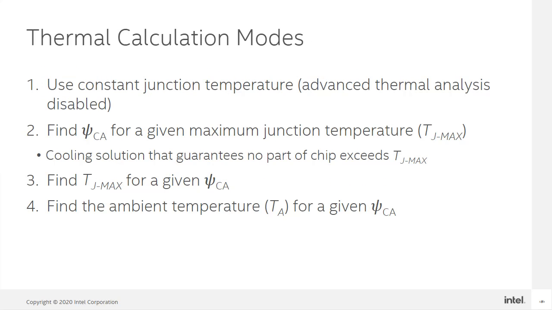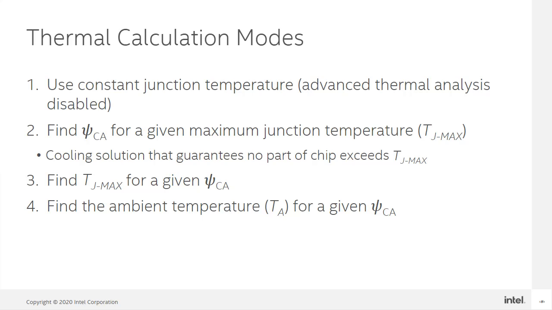The PTC supports 4 different modes for thermal and associated power calculations. The default mode is to use a constant junction temperature for all dies, which essentially disables the multi-die thermal analysis. The second mode is probably the most common option. In this mode, set the ambient temperature around the device and specify TJ max, a maximum desired junction temperature for any of the dies in the device.